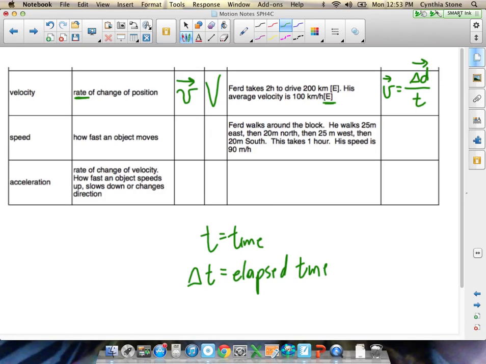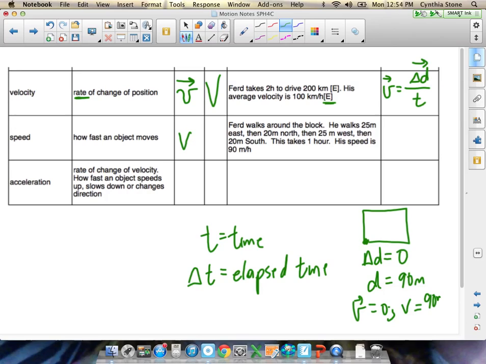Now, his displacement, however, if he walks a full block, 25 meters east, 20 meters north, 25 meters west, 20 meters south, right? So his start and finish position are the same, so delta D, his displacement, is 0, while his distance is the full 90 meters, right? So his velocity is 0, but his speed, which is symbol V, is 90 meters an hour. Okay, so speed is a scalar, and speed equals distance over time.